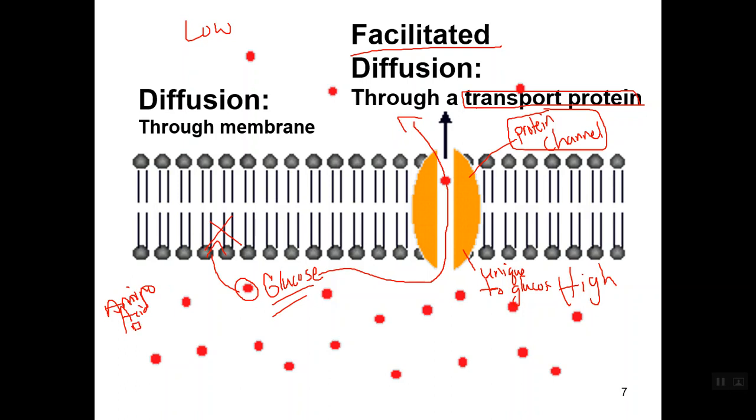I'll make it a square. So here's an amino acid. The amino acid is also too big and too polar to move through the membrane. But because this channel protein is unique to glucose, it wouldn't be able to go through. It would have to have its own channel unique to itself. A little drawing here, a little tunnel through the middle of it. It would have to have its own channel to move through. It wouldn't be able to share another molecule's channel.